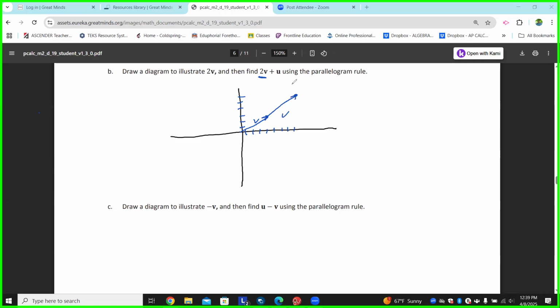Then from there, I can graph U, which was negative 2, 5. So 1, 2, 3, 4, 5. Go over 2, up 5. So when I'm looking for 2V plus U, this is where that would be. 2V plus U. And what is 2V plus U? 6 and 11. Good. Perfect. Any questions?